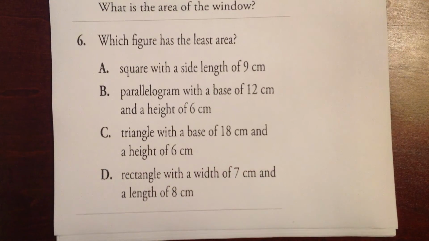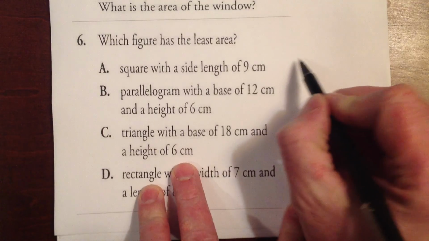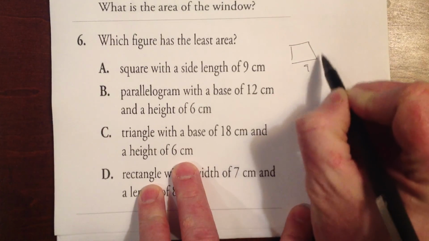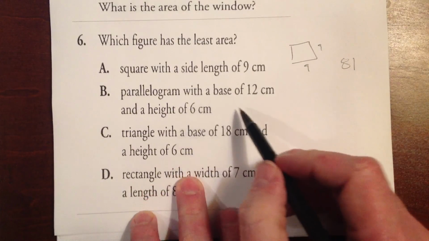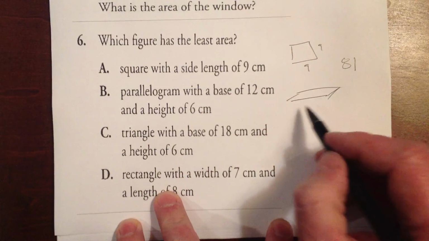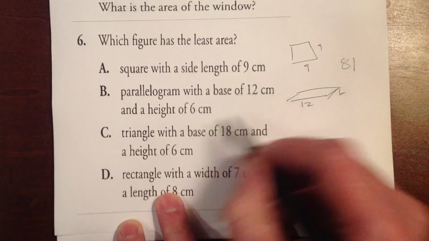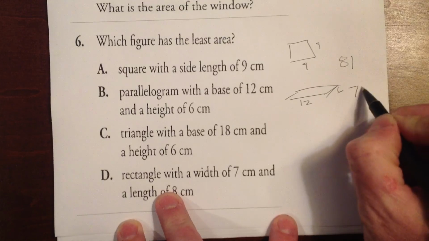Which figure has the least area? You're just going to have to figure out all these. A square has side lengths of 9. So if it's a square, 9 and 9, this is going to be an area of 81. A parallelogram, which is something along these lines, which is still going to be base times height, which is 12 times 6, okay, which is 72.